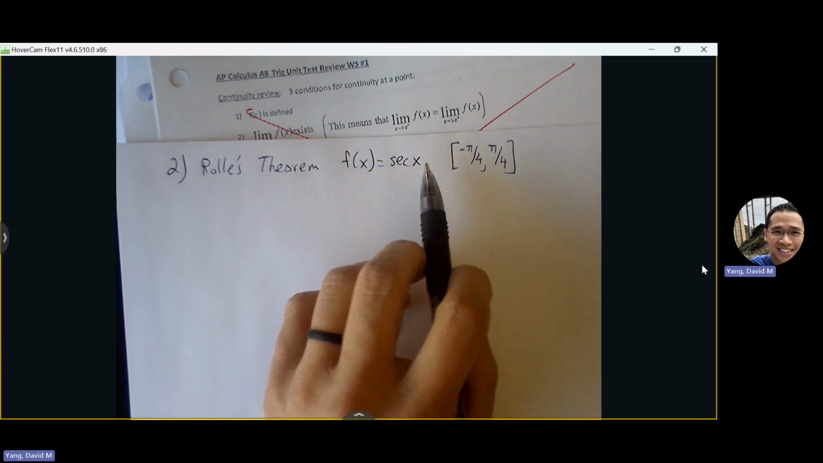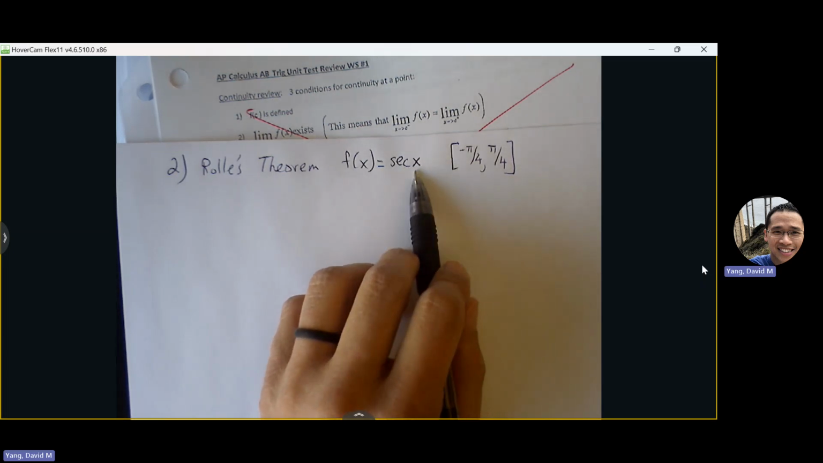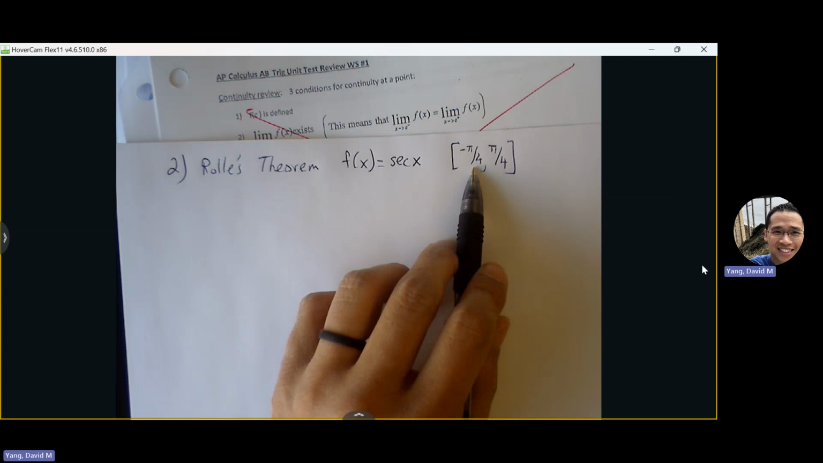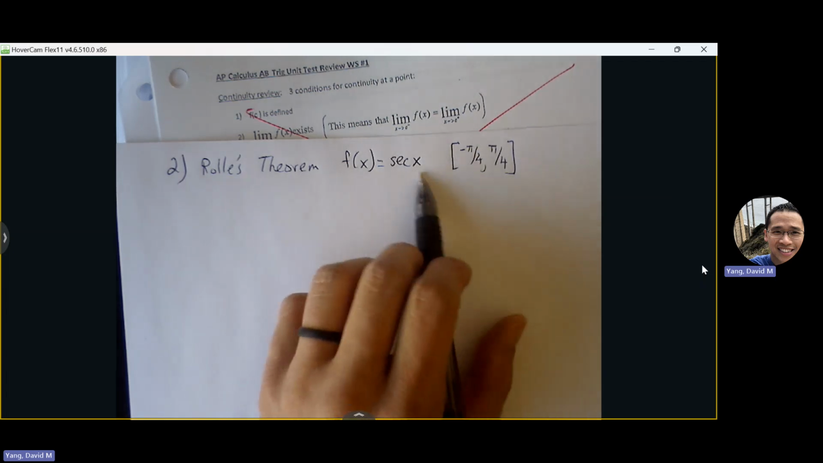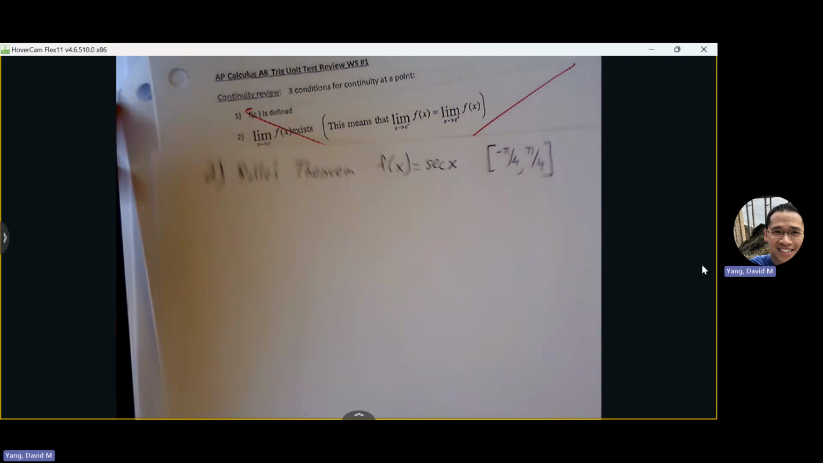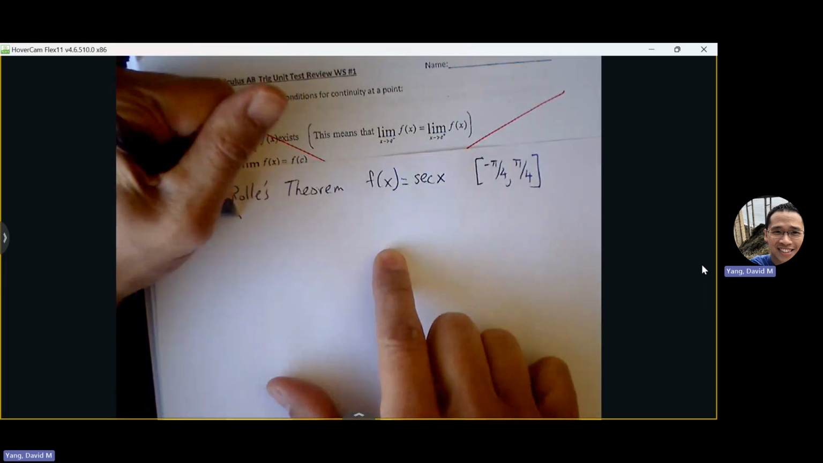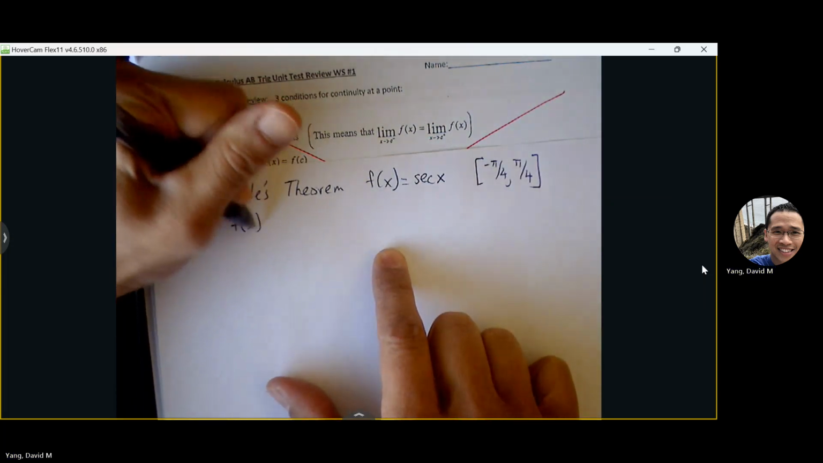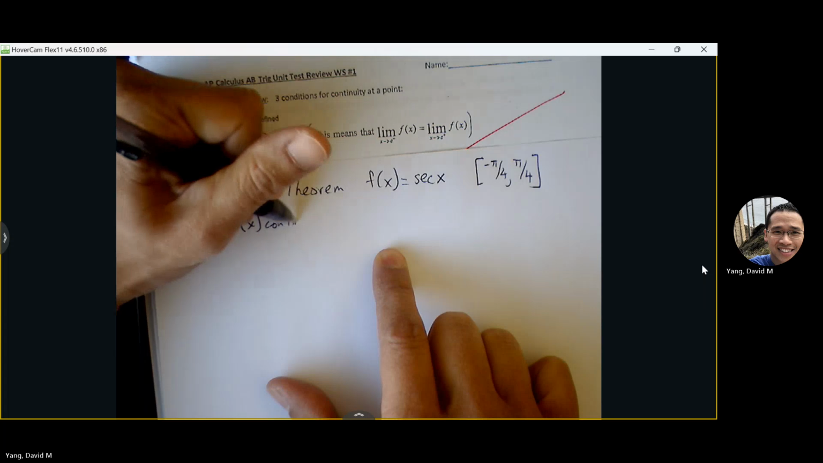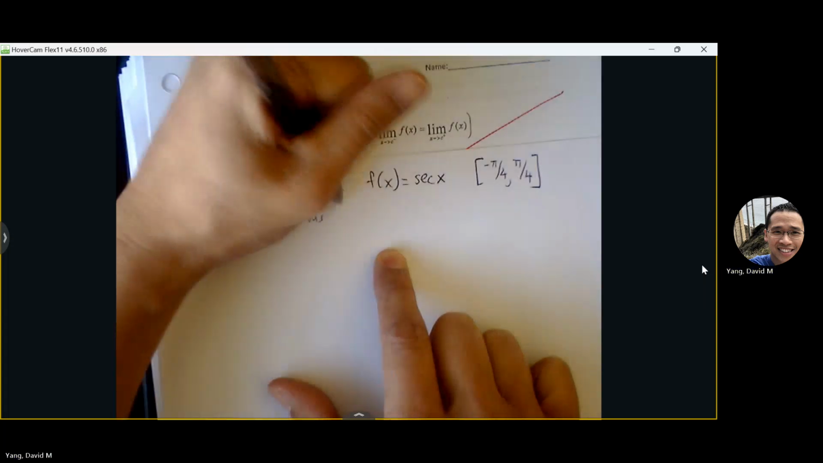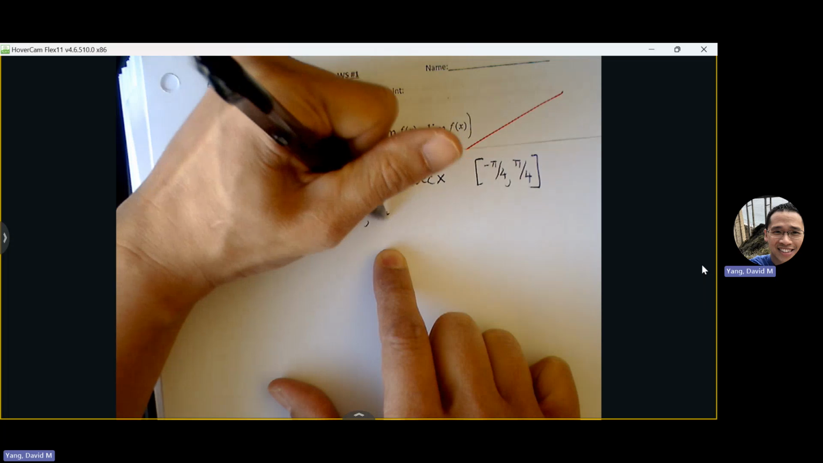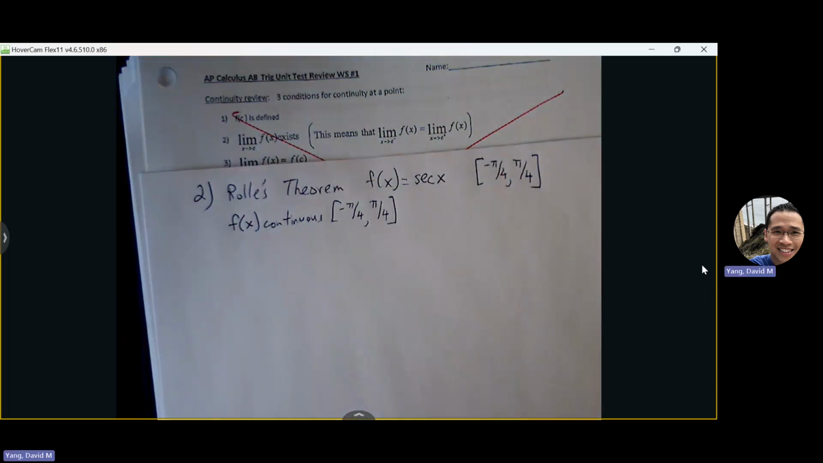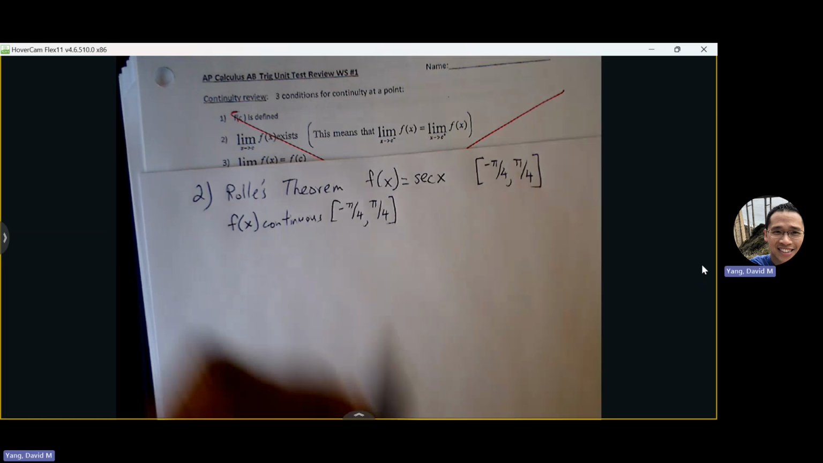Okay, so first is recognizing that secant does have asymptotes, but the negative pi over 4 to pi over 4 is not going to interfere with those asymptotes. So we just have to make sure we state our conditions. Our function is continuous on the closed interval with brackets and differentiable on the open interval with parentheses.